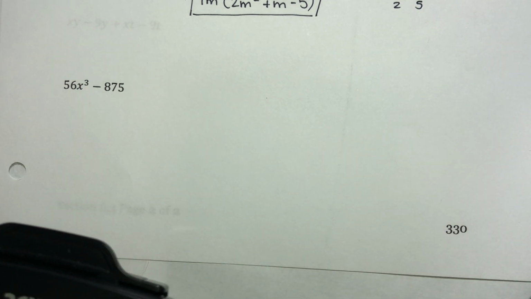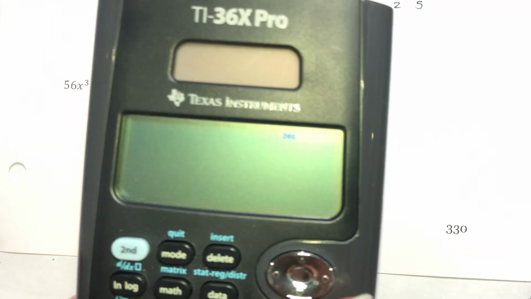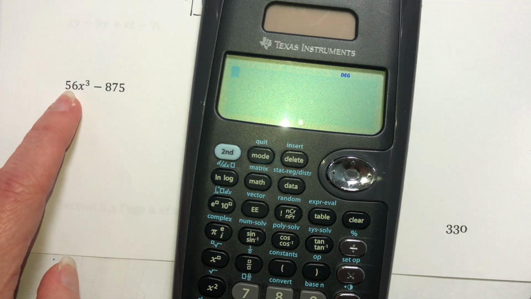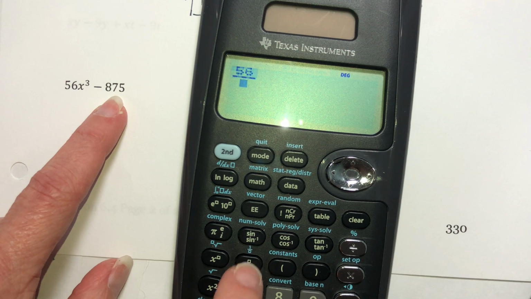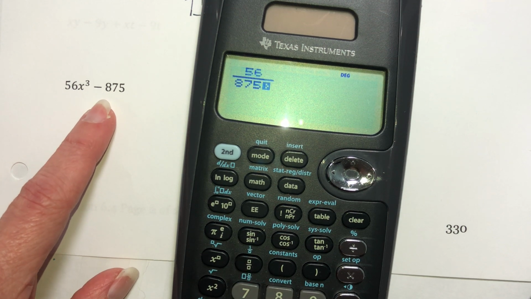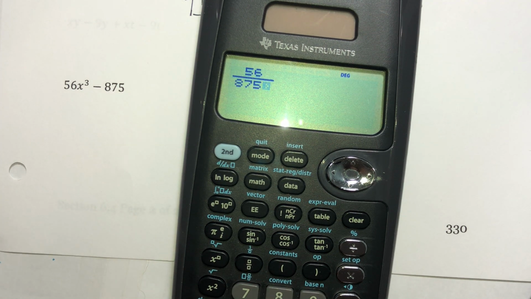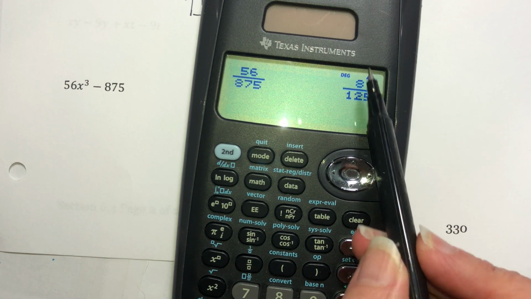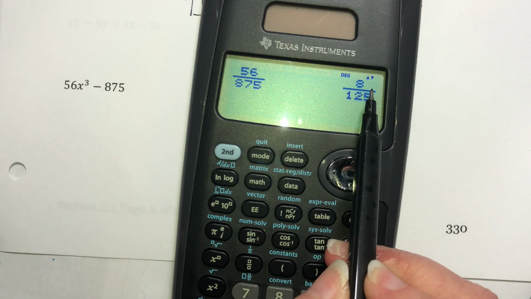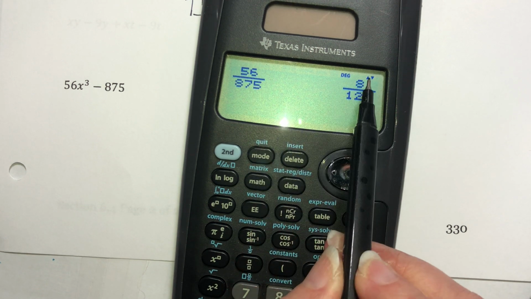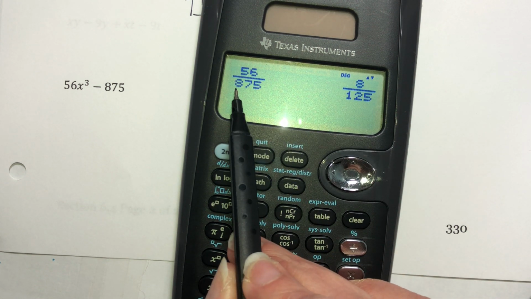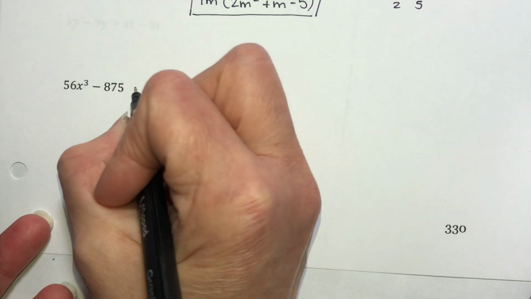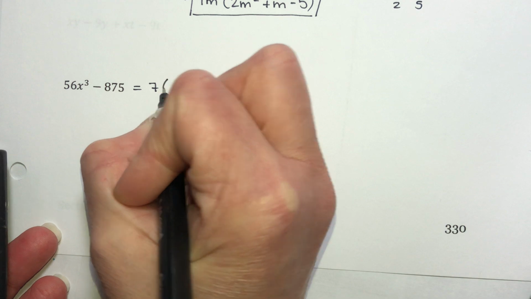I think I mentioned this before, but if you're curious to see if something has a GCF, if it exists, you can make a fraction out of these numbers, and then once you enter it in the calculator, if it reduces, then there is a GCF. This reduces to 8 over 125. So if I take this 56, how do I get to an 8? 56 divided by 7 is 8, and I'm betting 875 divided by 7 is 125. So that tells me I can factor out a 7.